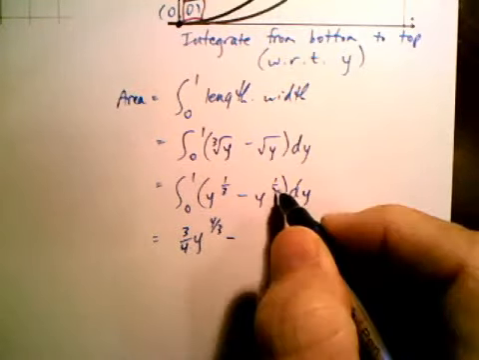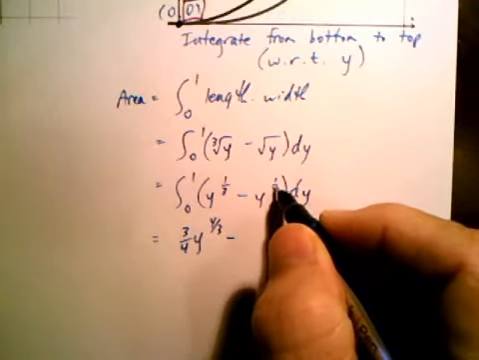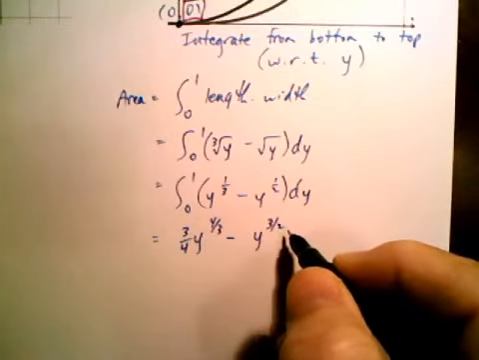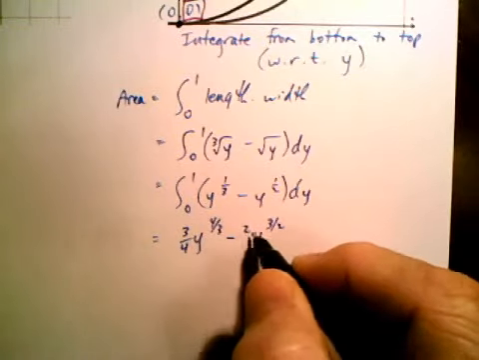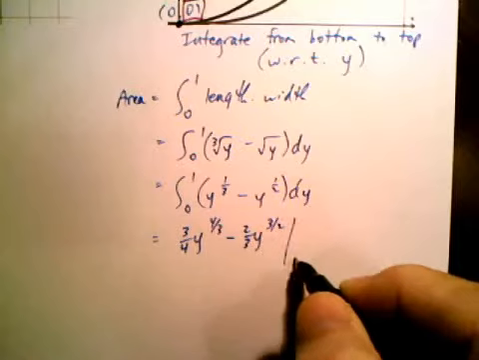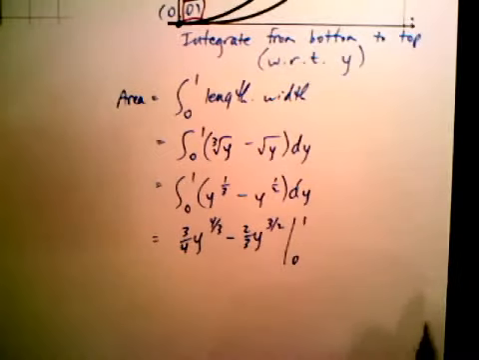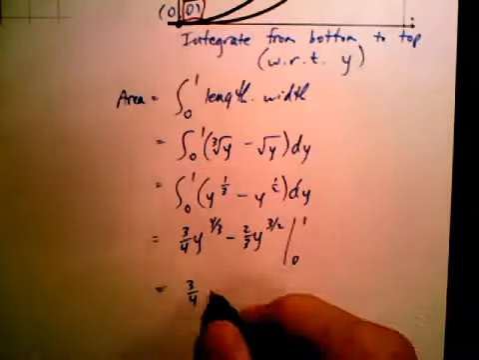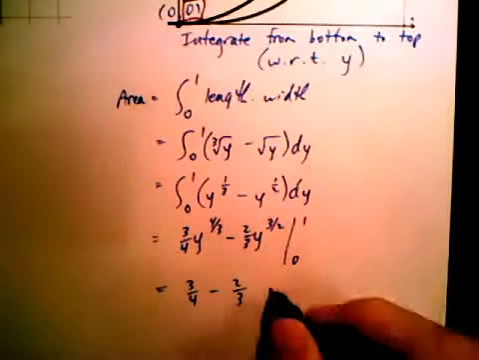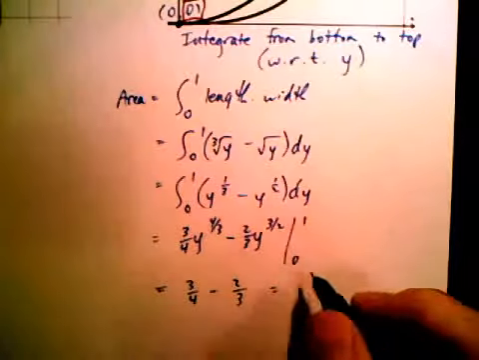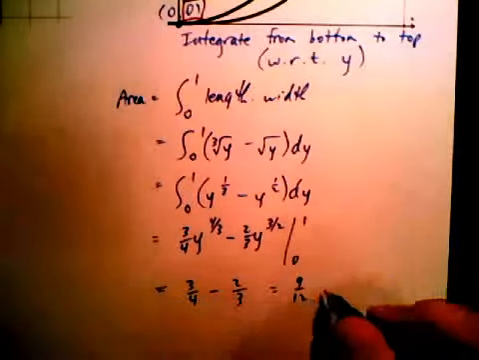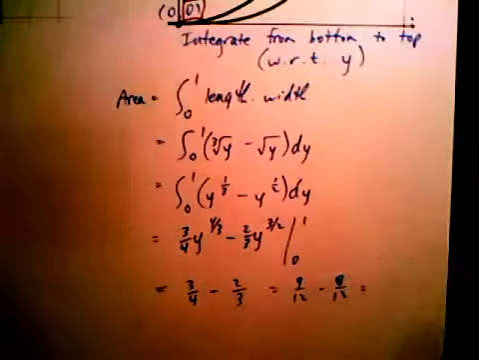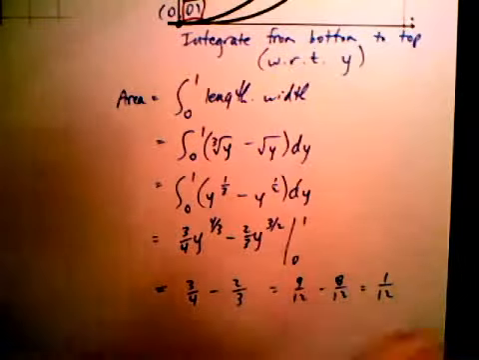Same thing over here. y to the 1/2 plus 1 is 3/2, divided by 3/2 is the same as multiplying by 2/3. This is actually not that bad, because it's a 1 and a 0. We just get 3/4 minus 2/3, which is 9/12 minus 8/12, and you just get 1/12. There you go.